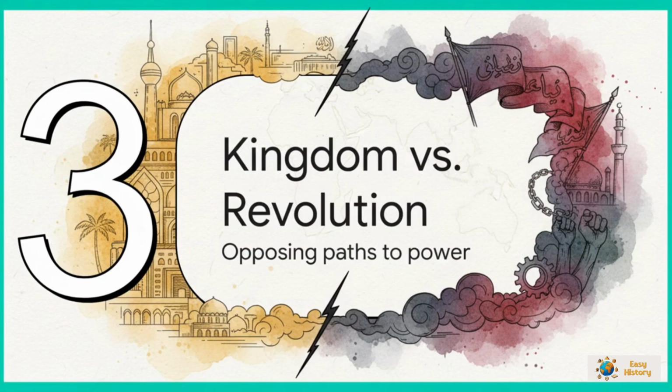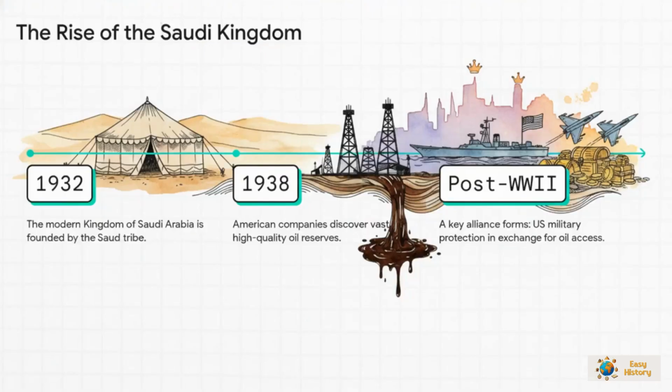So, you've got this deep religious divide. Then, in the 20th century, you add 2 completely different political histories and worldviews on top of it. I mean, these 2 nations were forged in fundamentally opposite ways. The Kingdom of Saudi Arabia is actually a pretty young country, founded back in 1932. And at the time, it was an extremely poor nation. That is, until American companies discovered an unimaginable amount of oil just sitting under the sand.